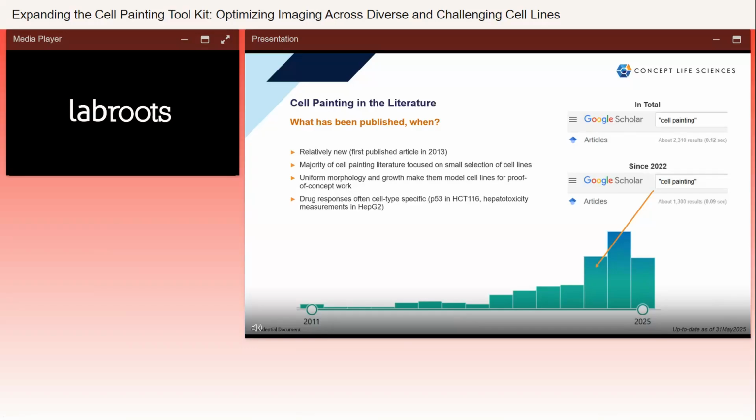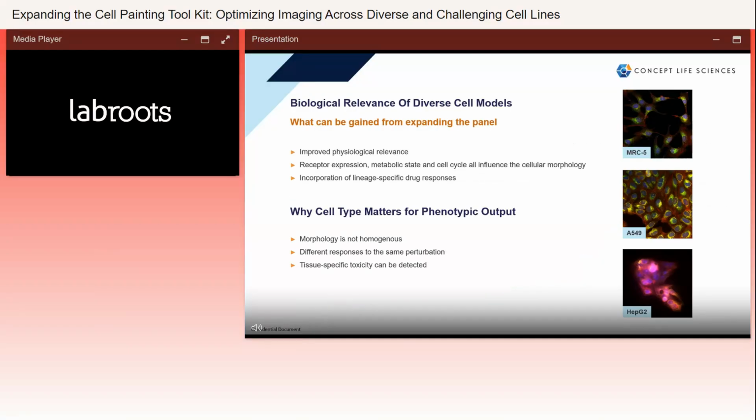Now, think about how a kinase inhibitor might reduce proliferation in a cancer cell, but could potentially induce differentiation in a neuronal precursor. Those phenotypes aren't interchangeable. By using different cell models, epithelial, hepatic, or neuronal, we can uncover how compounds can behave in the context of actual tissue biology.